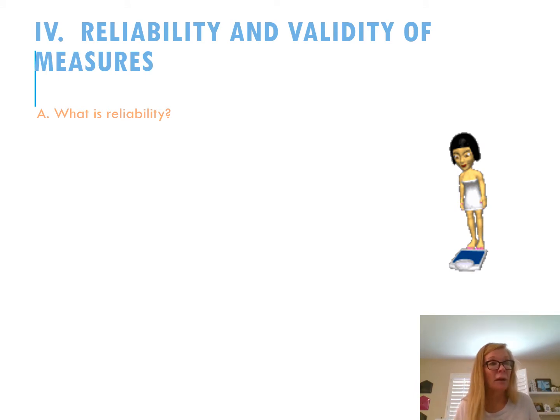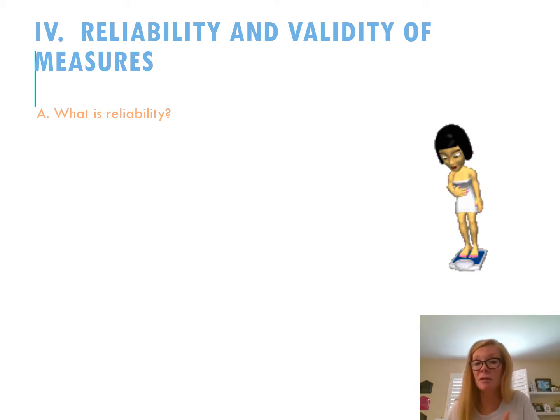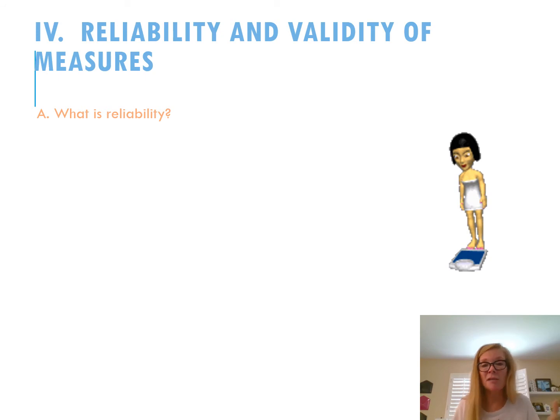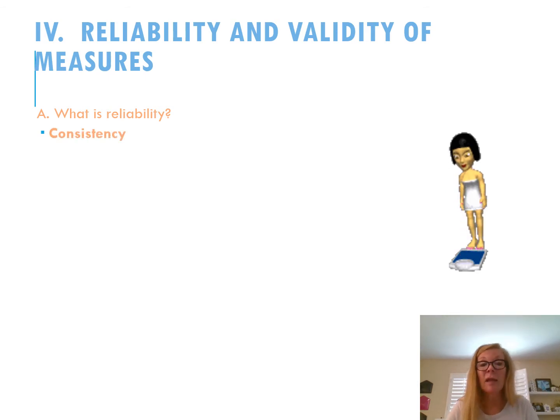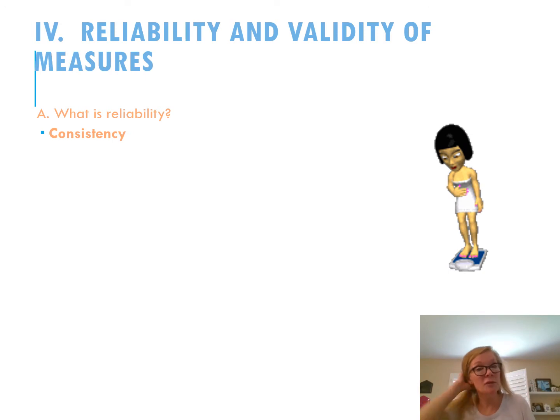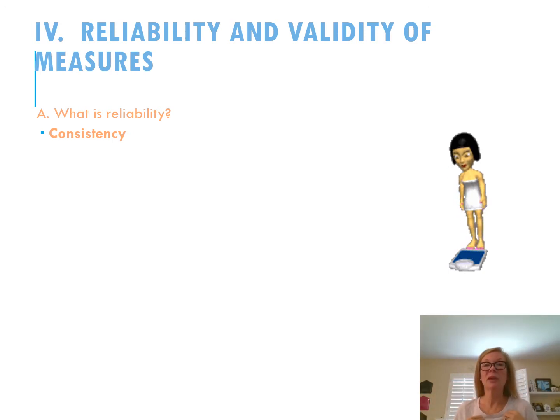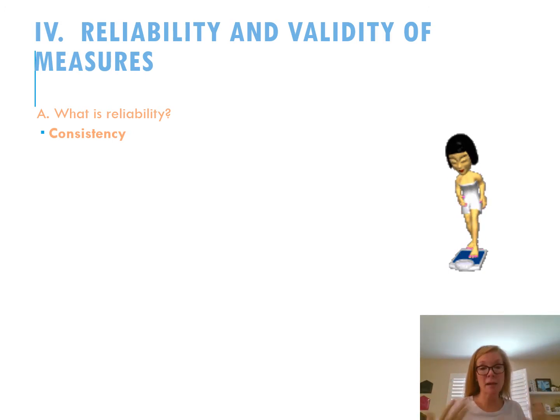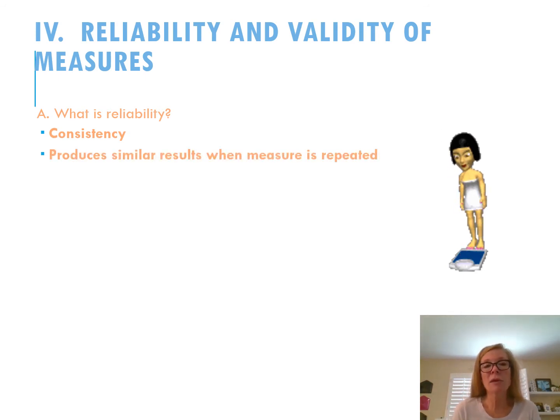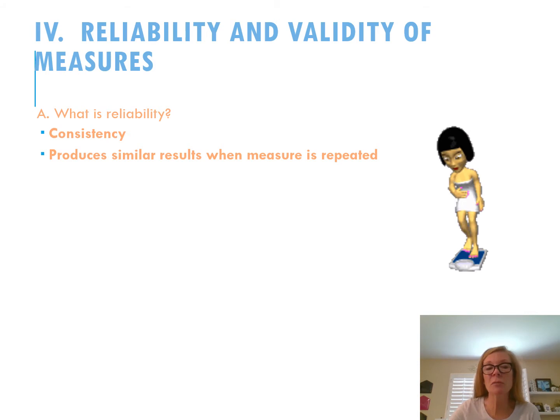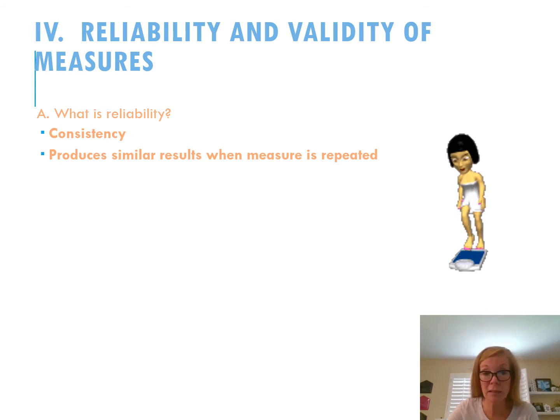She hasn't gone and eaten a heavy meal. She hasn't exercised and lost weight. She hasn't put on heavy clothes. And so you would expect that consistency, right, in the readings over time and other factors. If nothing else changes in the interim, that scale should yield the same measure. So a reliable instrument will produce similar results when the measure is repeated.